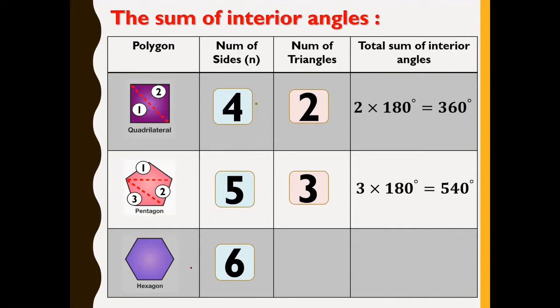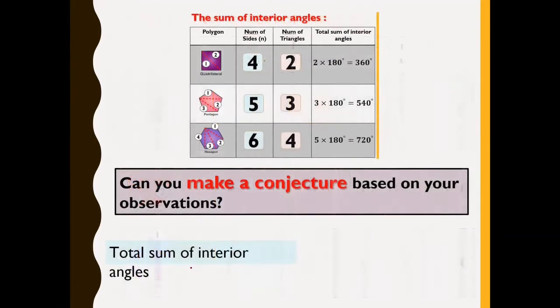Next, how about the hexagon? Same also. We cut it into 1, 2, 3, 4 triangles. So it consists of 4 triangles. One triangle is equal to 180 degrees, so we have to multiply by 4. So we will get 720 degrees. It's very easy, right?